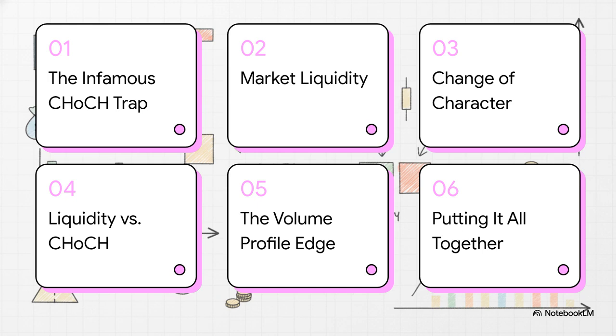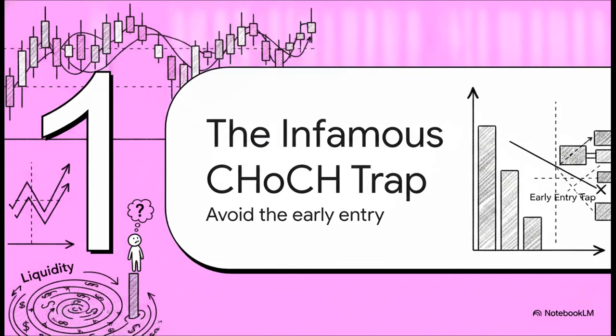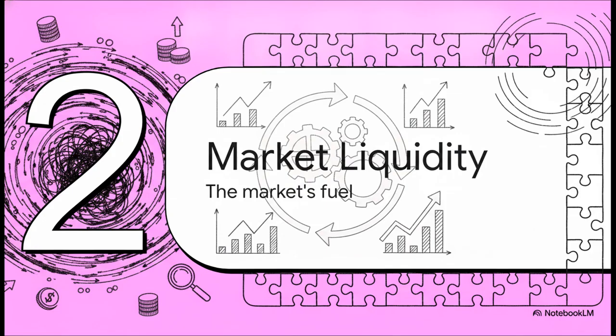Here is our roadmap for today. We'll quickly cover the infamous CHoCH trap, move into market liquidity, explain change of character, compare liquidity versus CHoCH, explore the volume profile edge, and then finally, we'll put it all together. All right, starting off with Section 1, the infamous CHoCH trap. This is all about learning to avoid that early entry. Which leads us perfectly into Section 2, understanding market liquidity. This is essentially the market's fuel.